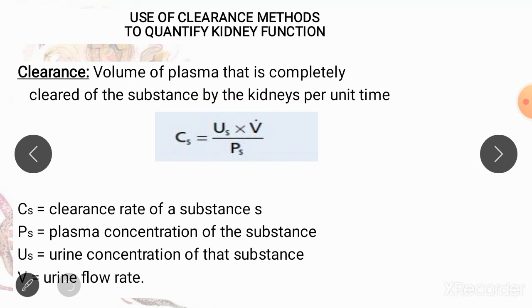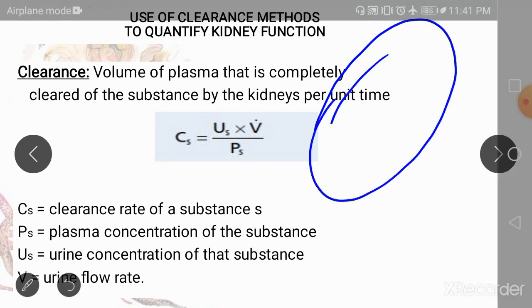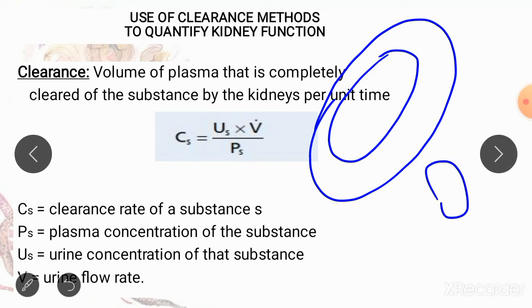What does clearance mean? Clearance means the volume of plasma that is completely cleared of a substance by the kidney per unit time. So to understand this concept, let me give you an example. Suppose this is your circulatory system, and the blood is passing through your kidneys, and it is being filtered every minute.